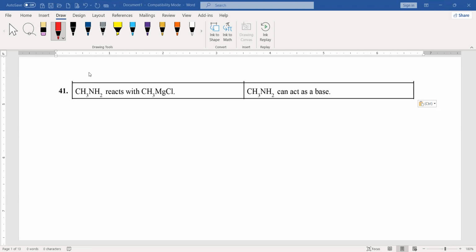CH3NH2 reacts with CH3MgCl. Yes, this is methylamine. Methylamine is a primary amine. So this is a Grignard reagent. There are things which can provide H plus to the Grignard reagent, like ammonia. Ammonia can give hydrogen to this. Say X. Ammonia. The other ones are primary or secondary amines.